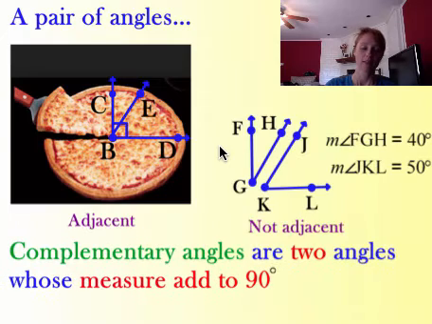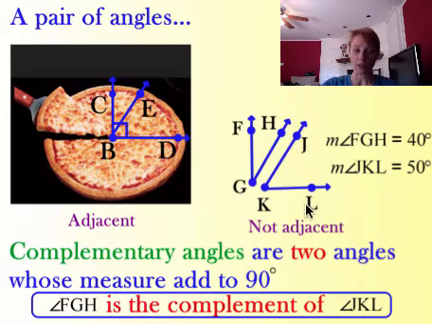Okay. So just like supplementary angles, complementary angles, which add up to 90 degrees, can either be adjacent, they share a vertex and a side, or they can be not adjacent. They're totally separate angles. But still, the measures add up to 90 degrees. So in these 2 angles, we can say that angle FGH is the complement of angle JKL.